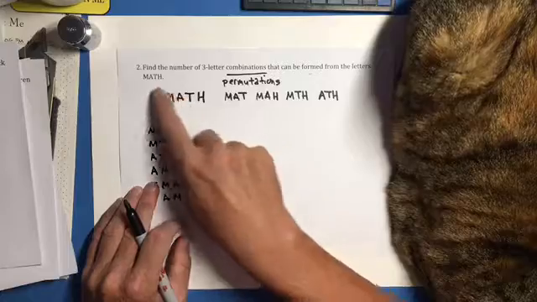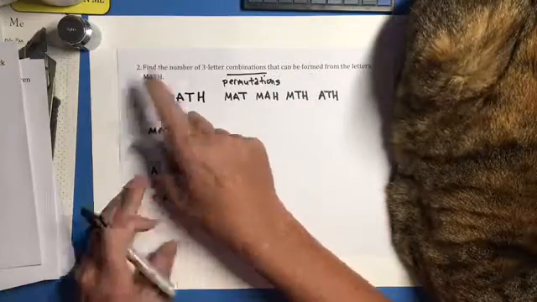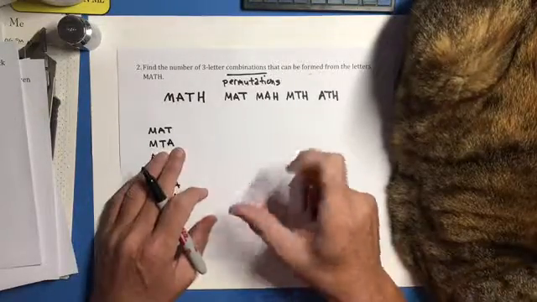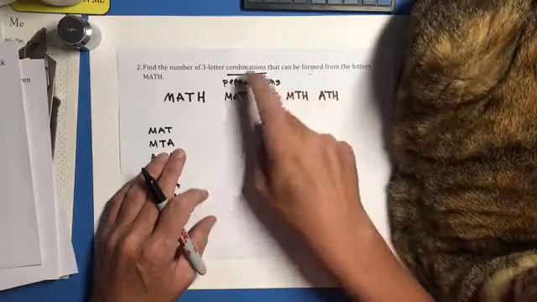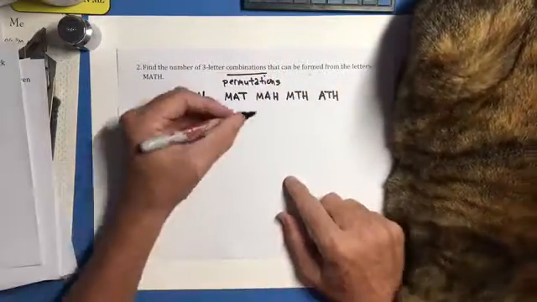Now, this is all pretty easy just to write out if I just have a 4-letter word here to choose from. But what if the word were like refrigerator? Then it gets a little more difficult. So there must be some formula that will help us calculate combinations and permutations. And indeed there is.